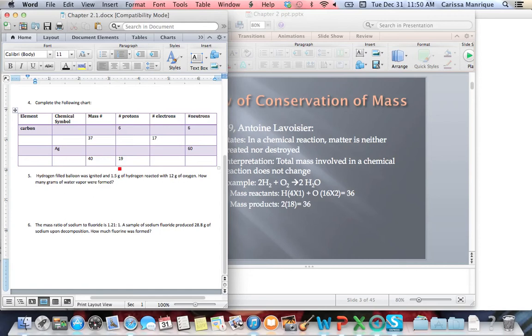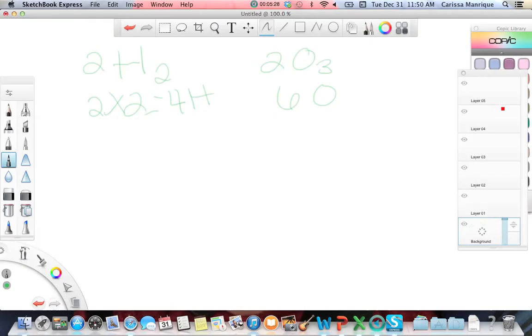Well, let's add up the total weight. So if 1.5 grams reacted with 12 grams, let's do it over here. So I have 1.5 grams of hydrogen, but H reacted with 12 grams of oxygen. Okay, now let's add these together. 1.5 plus 12 is 13.5, right? So the reactants weigh 13.5.